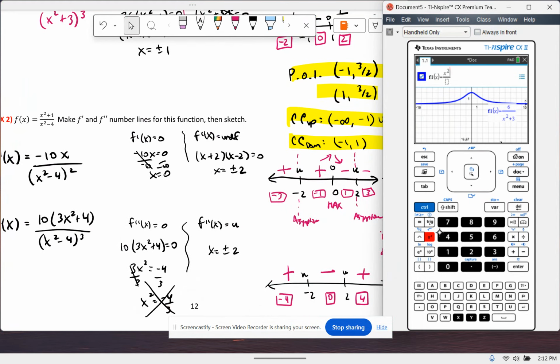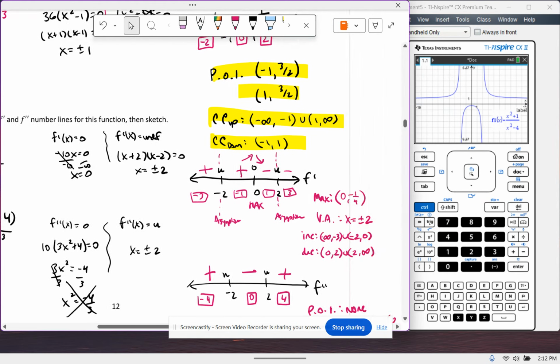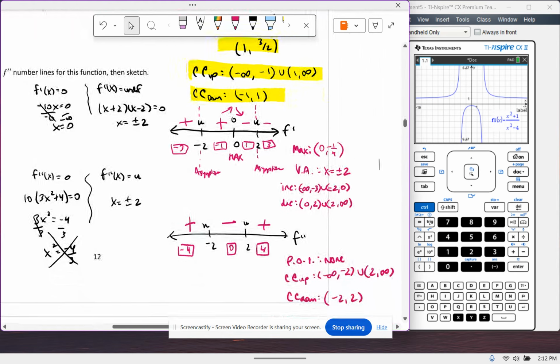X squared. We're almost there. Don't die on me now, Declan. X squared minus 4. Oh my. Okay, so let's look at these number lines and see what we got going on here. Okay, so I see the two asymptotes. Wow. Perfect. Love it. Okay, what do we got though?